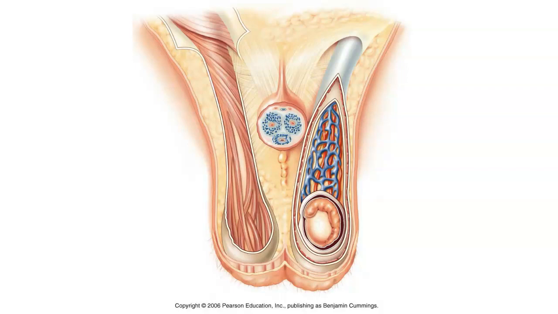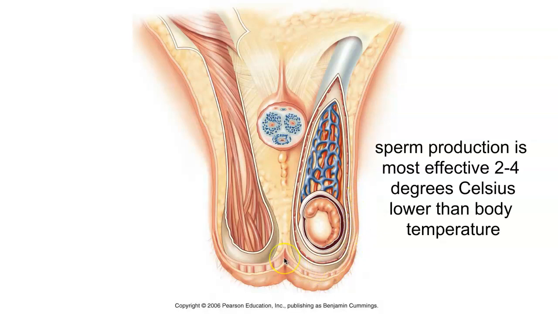Male external genitalia consists of the scrotum and the penis. Let's take a look at the scrotum first, which is just a pouch of skin and subcutaneous tissue that hold the testes outside of the pelvic cavity. The reason that the testes are held outside of the pelvic cavity is because sperm production occurs best at a temperature lower than body temperature.